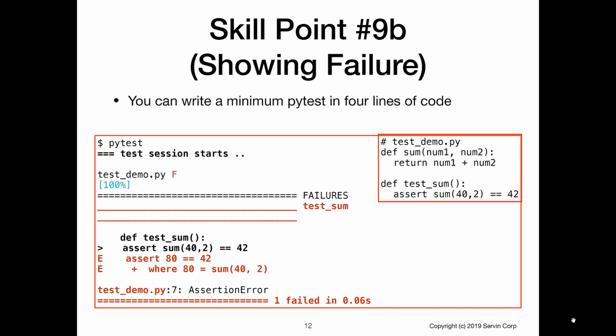You can see that it shows that we had an assertion error. It shows the line number where the assertion error was, and of course it says that we had one test that failed.